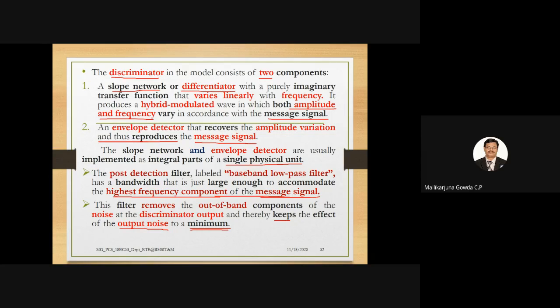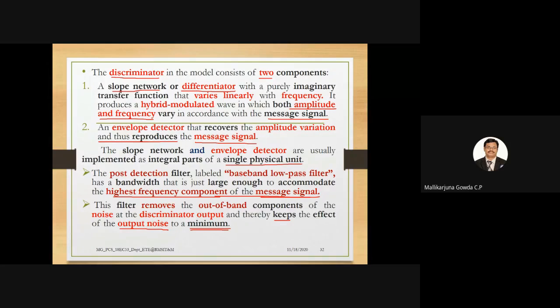Then that limiter will also have a band pass filter as an integral part of it. That will be suppressing the harmonics, so we get a pure square wave. Because of that band pass filter, which is going to suppress the harmonics, we get a sinusoidal component as output of the limiter, right? So that will be given as input to the discriminator.